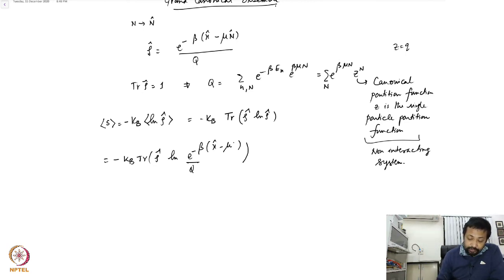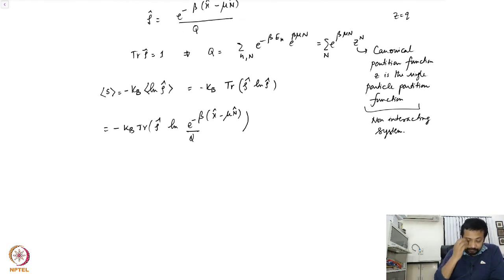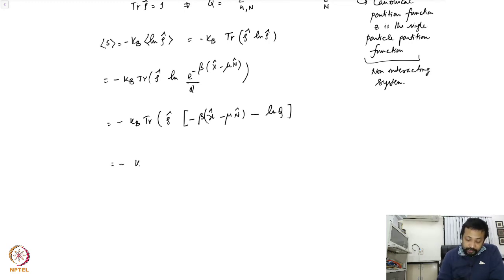So we have H hat and N hat. Then this is minus kB trace rho hat times minus beta H hat plus beta mu N hat minus ln Q. So the first term is kB trace of, we will write this as, minus rho hat H hat, and then we will write plus mu trace of rho hat N hat, minus, this quantity is just a number, so this becomes ln Q.